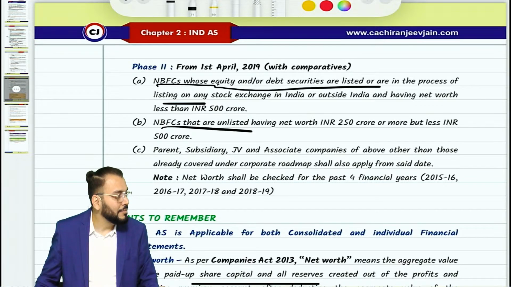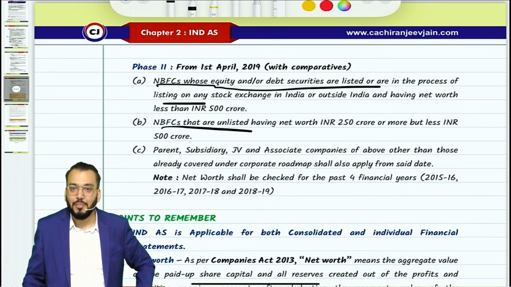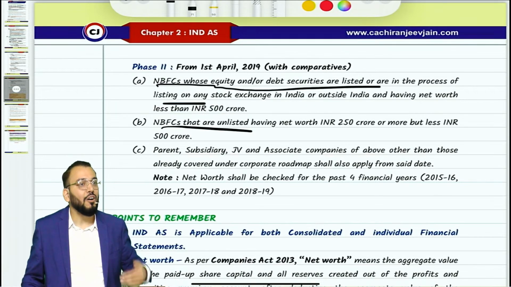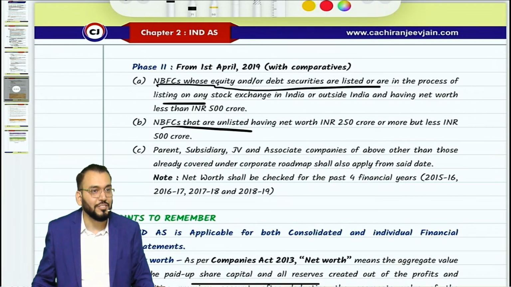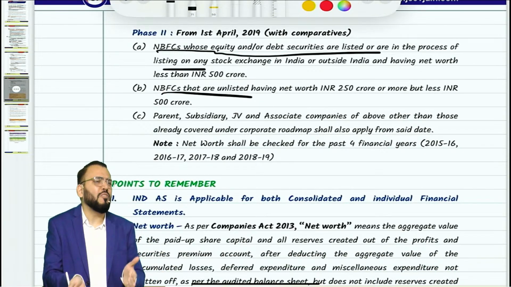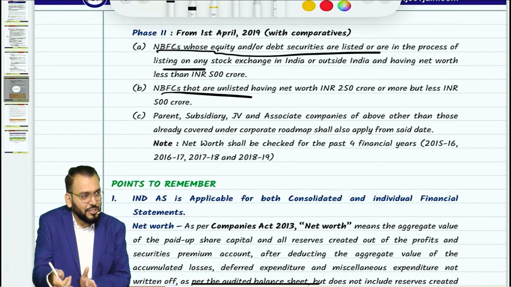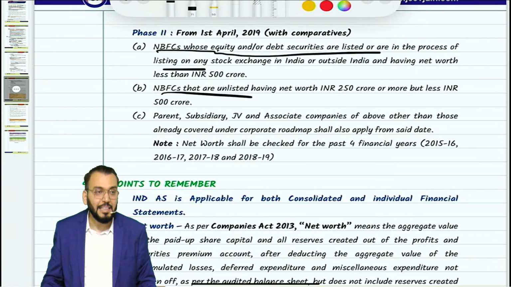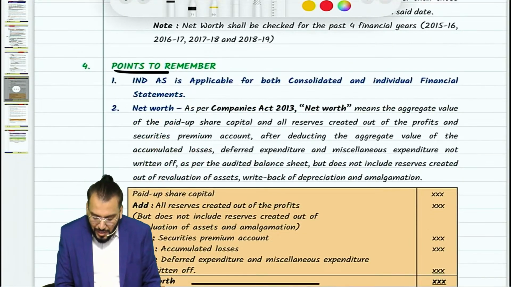Got it? Once again, point number C will be what? Parent company, subsidiary company, associate, joint venture of the above A and B. For them also Ind AS will be applicable from 1st April 2019. Correct? Net worth once again will be checked for previous 4 years, starting from 15-16, 16-17, 17-18 and 18-19. Correct?